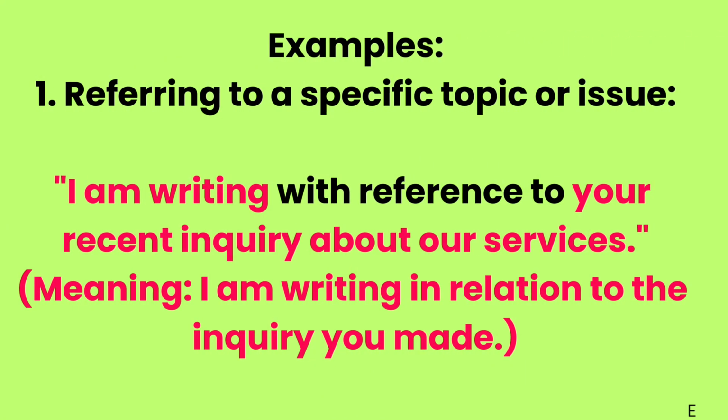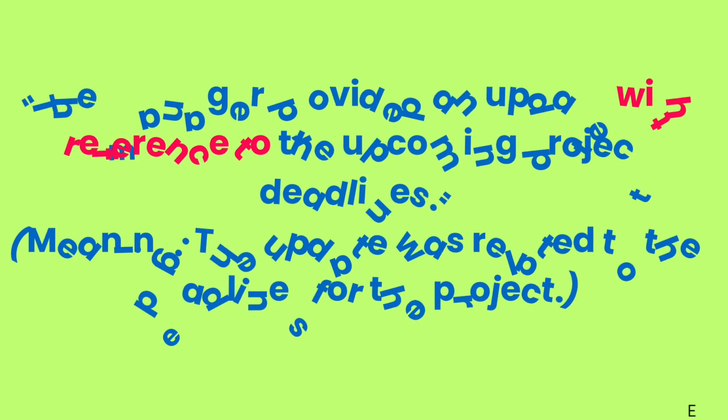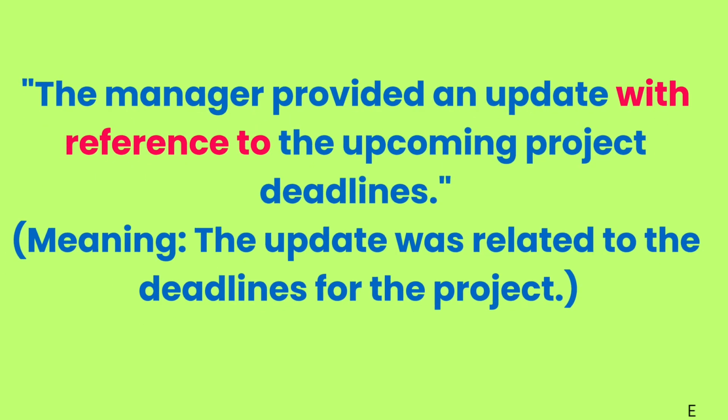Examples. 1. Referring to a specific topic or issue. I am writing with reference to your recent inquiry about our services. Meaning, I am writing in relation to the inquiry you made. The manager provided an update with reference to the upcoming project deadlines. Meaning, the update was related to the deadlines for the project.